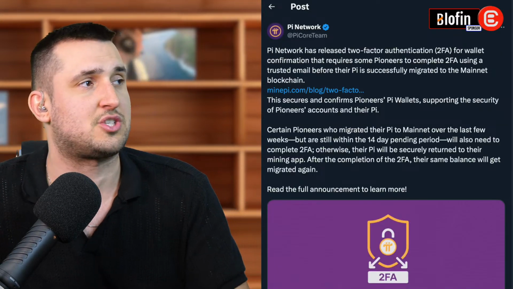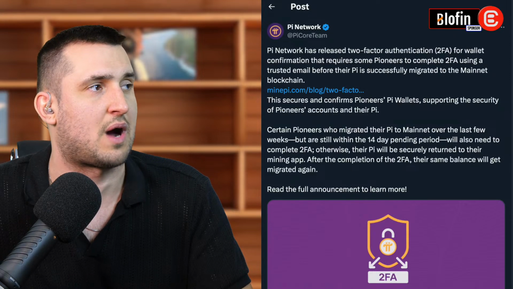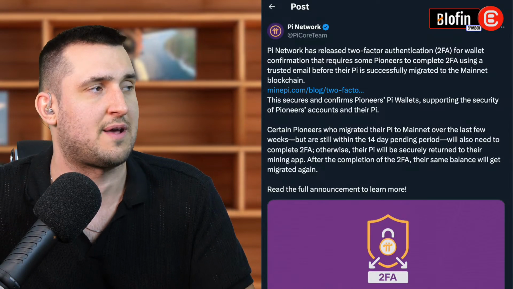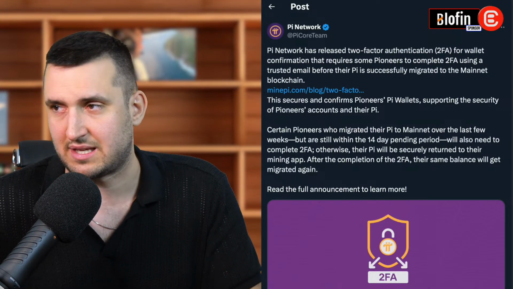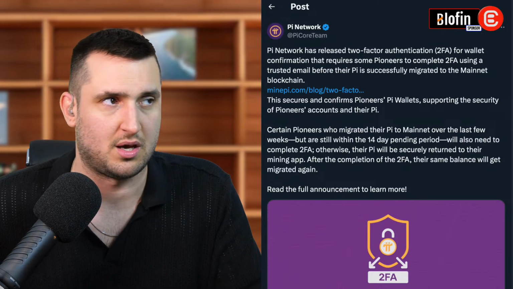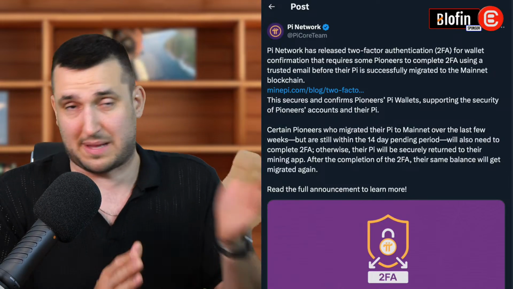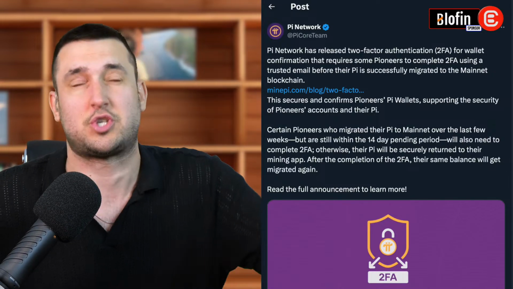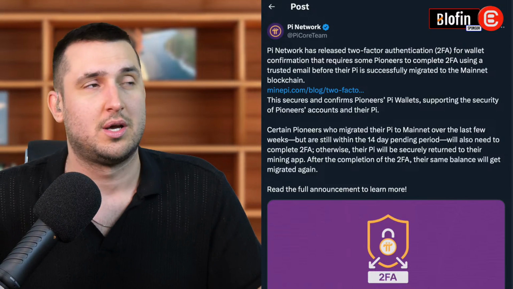Pi Network has released two-factor authentication for wallet confirmation that requires some pioneers to complete 2FA. Now, here's the thing: they're trying everything they can to keep the supply back, but they can't because we shorted it and it's going to zero. Pi is going to zero.